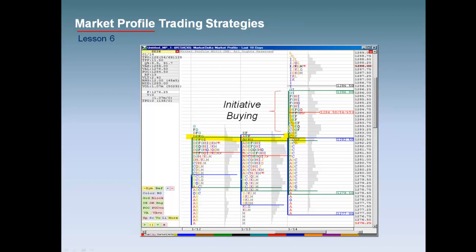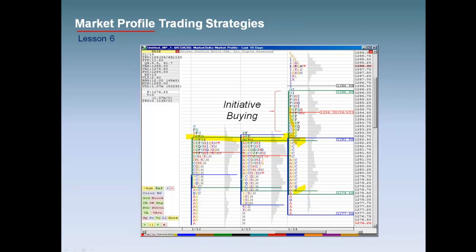Now remember our definition of an uptrend: higher highs and higher lows. Take a look at period C and where the low was for period C, and then take a look at period D and where the low was for period D. We have a higher high for period D and a higher low. Classic definition of an uptrend. So I have the characteristics of initiative buying.